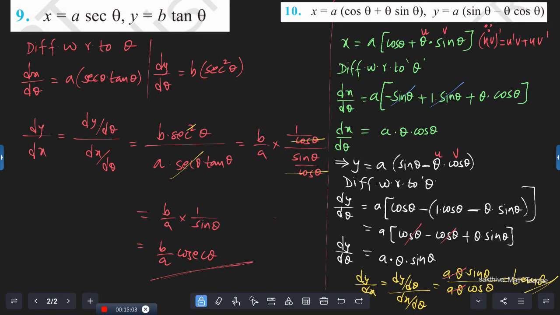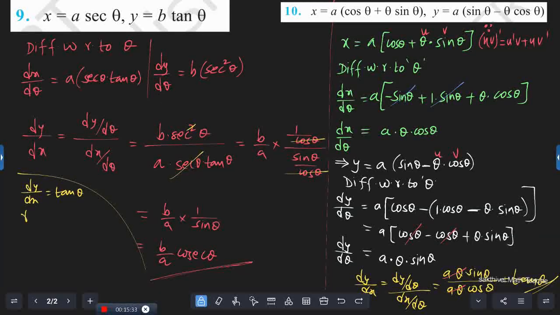Actually, in the same question number 10 in the exam, one time they also asked to find d square y divided by dx square. So if they ask that now, what do you do? You have to differentiate tan theta with respect to x, not theta. Be careful. Suppose dy divided by dx is equal to tan theta.